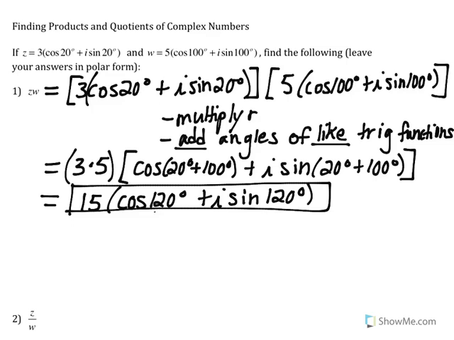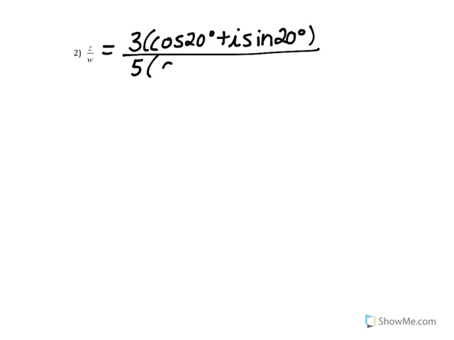Now we're going to use the same two measurements, and we're going to do z divided by w. You'll notice on your worksheet you're going to be doing both operations for each problem. So same thing, similar to when you're dividing monomials and you have exponents, you would divide the numbers and you would subtract the exponents. So here, just like we did with multiplying, we're going to divide the R values and we're going to subtract the angle measurements.